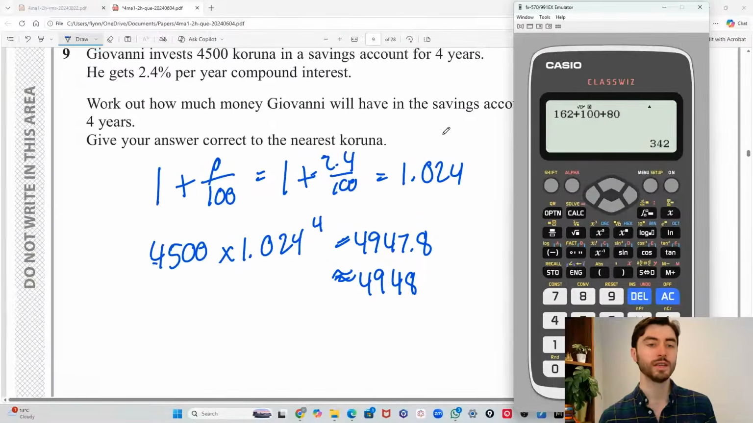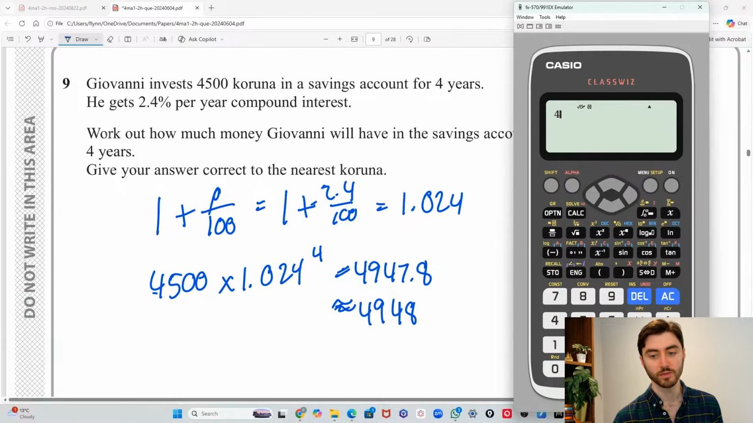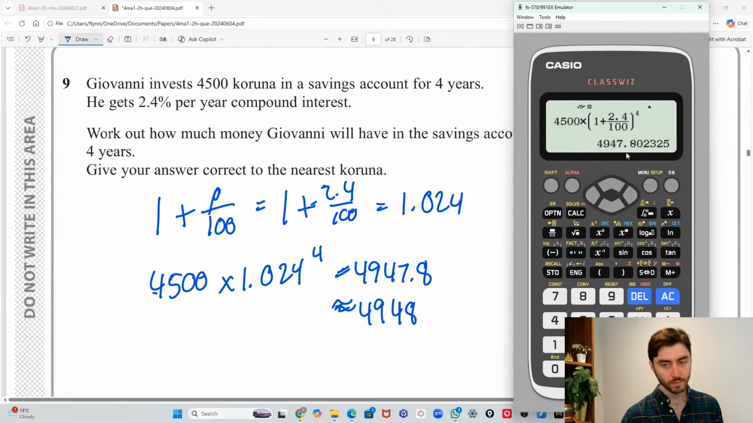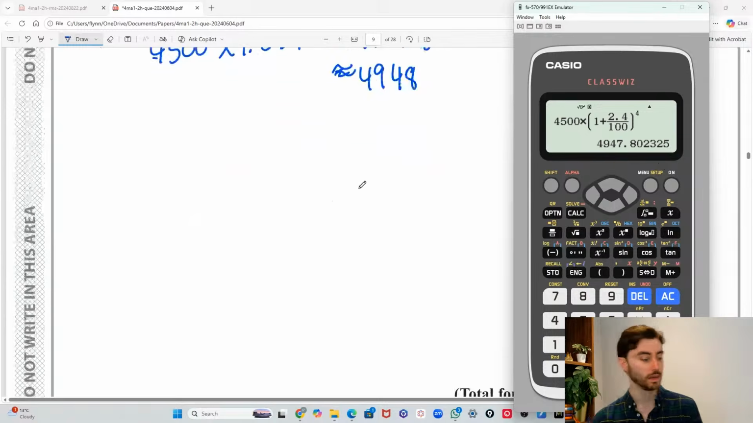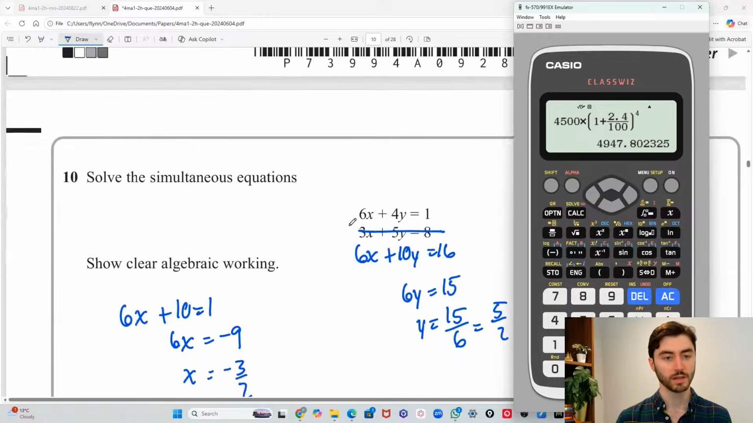This is redoing it just to make sure. So 4,500 times 1 plus 2.4 all over 100 raised to the power of 4. Yes, which is 4948 to the nearest unit.